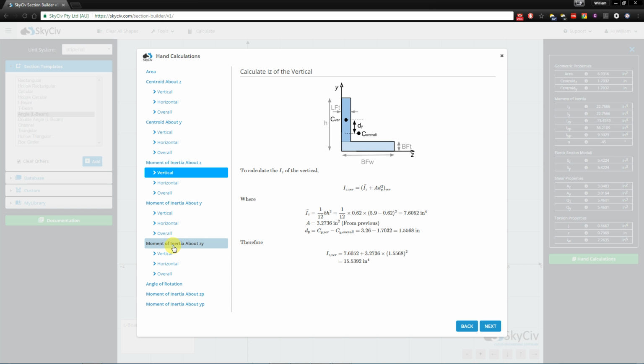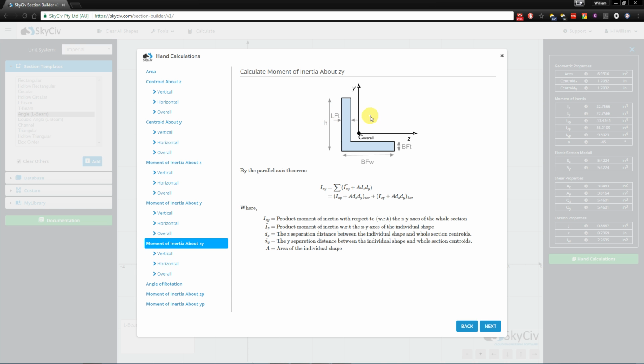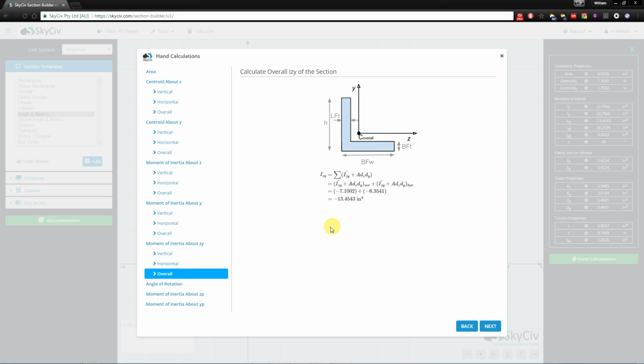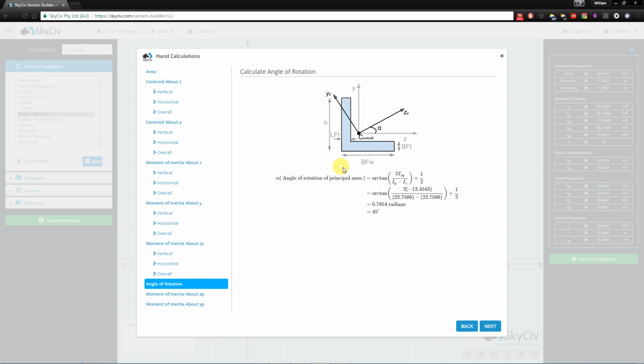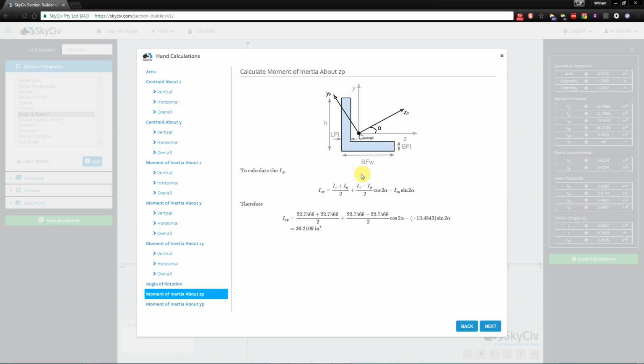You'll notice that because an L-beam is not symmetric about the horizontal or vertical axis, the product moment of inertia, Izy, will be non-zero. So we've done the calculation for this, as well as provided the calculation for the angle of rotation for the principal axes. Because principal axes are involved, we've also provided the detailed calculation on how to calculate the principal moment of inertia about the Z axis and about the Y axis.